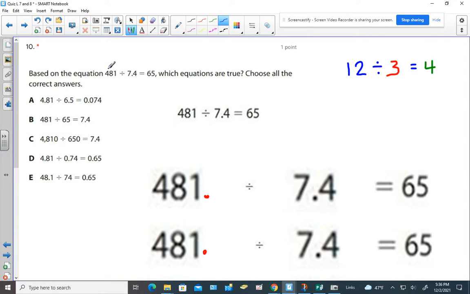Based on the equation 481 divided by 74 tenths equals 65, which equations are true? Choose all of the correct answers. All right, so there's basically three things that we have to review to have you be confident on how to approach this. One of the things to consider is something that we looked at in class, and we're looking at a simpler version of this to help you understand.